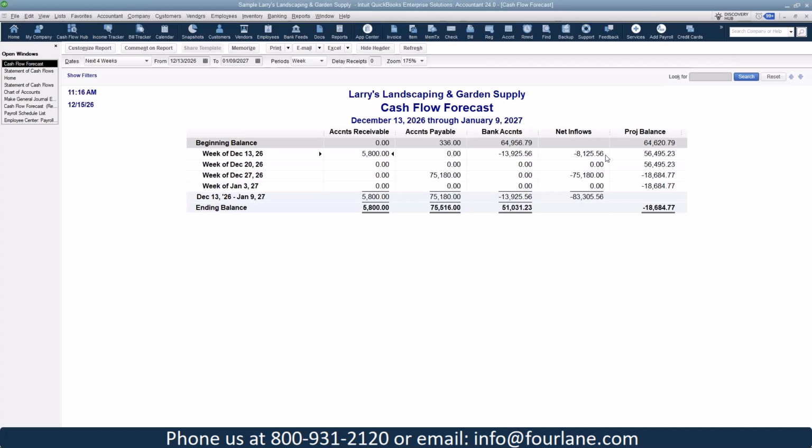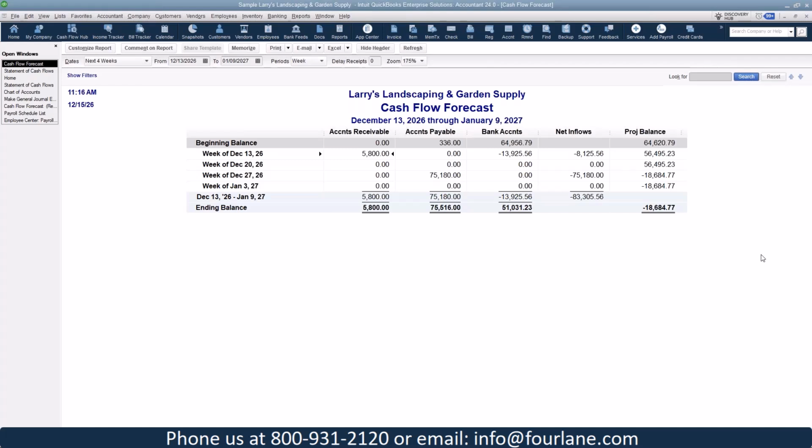Net inflows, right? So that's revenue that we've recorded but we haven't received cash for, and that's where it's coming up with our projected balance for the end of next week or whatever the date range is. Okay. Now again, here we can see that our projected ending balance is negative. Okay. Again, that's going to indicate a negative cash flow, and that could be problematic.